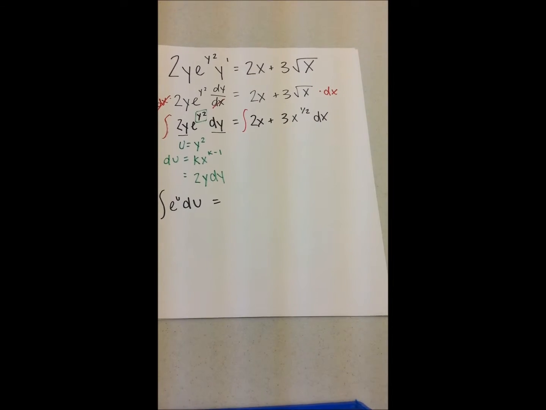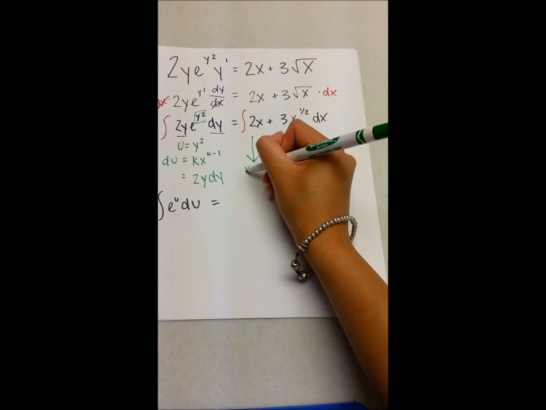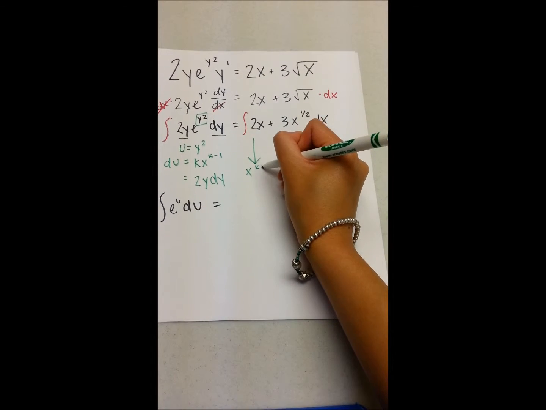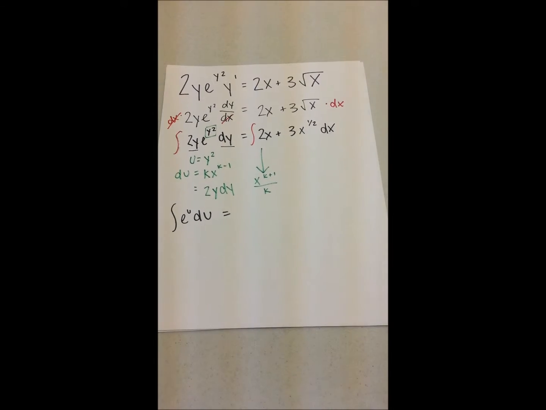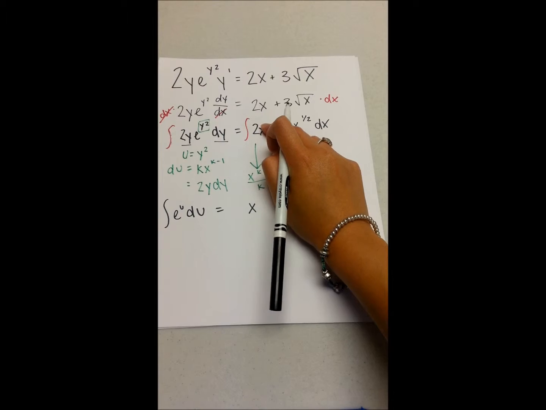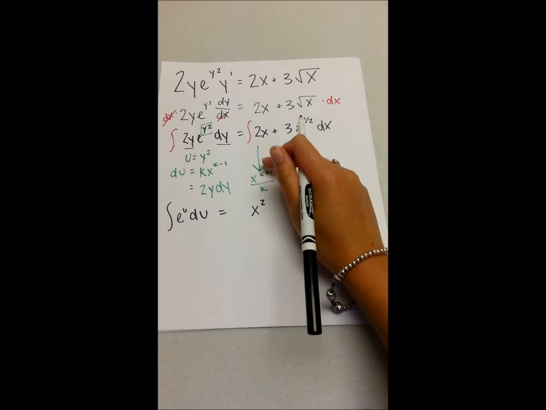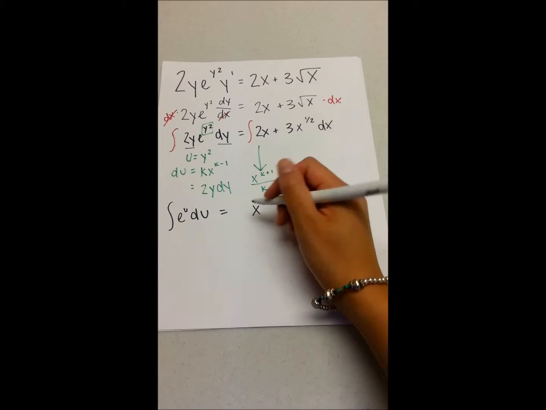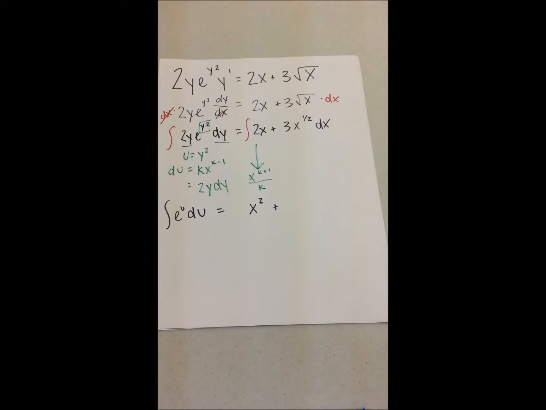Now here it's just the power rule, so similarly it's x to the k plus 1 divided by k. So we have our 2x, and right here the exponent is just 1, so 1 plus 1 gives x squared. Then we would divide by 2, so those 2's would cancel. We're just left with x squared plus.